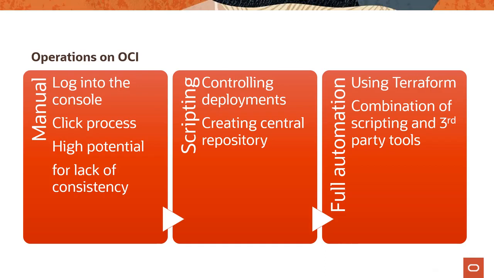And then finally, full automation, using tools like Terraform and a combination of third-party tools like Ansible or Chef that help us orchestrate the full stack of operations from deploying and provisioning resources to deploying and managing applications or custom code to destroying resources once their lifespan or useful span of life has come to an end.